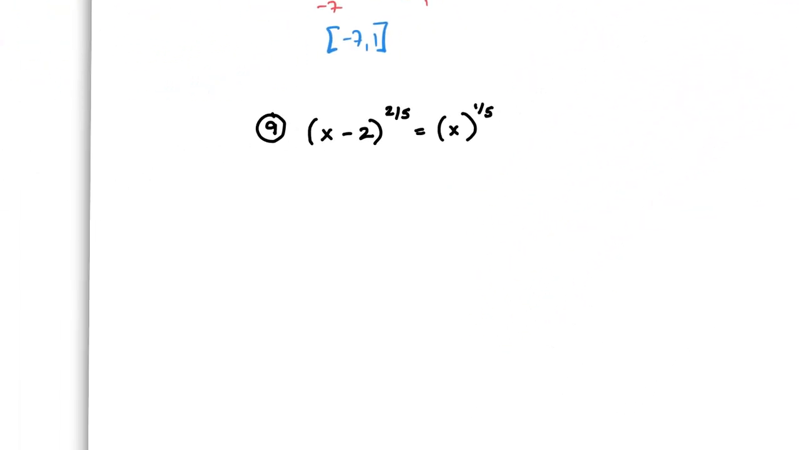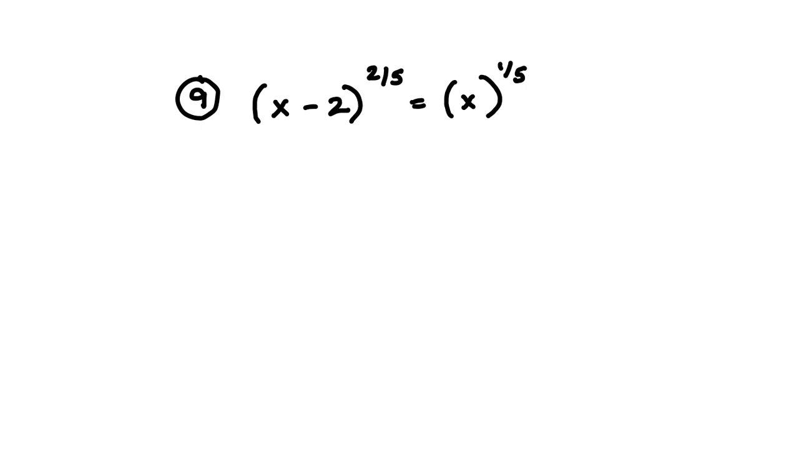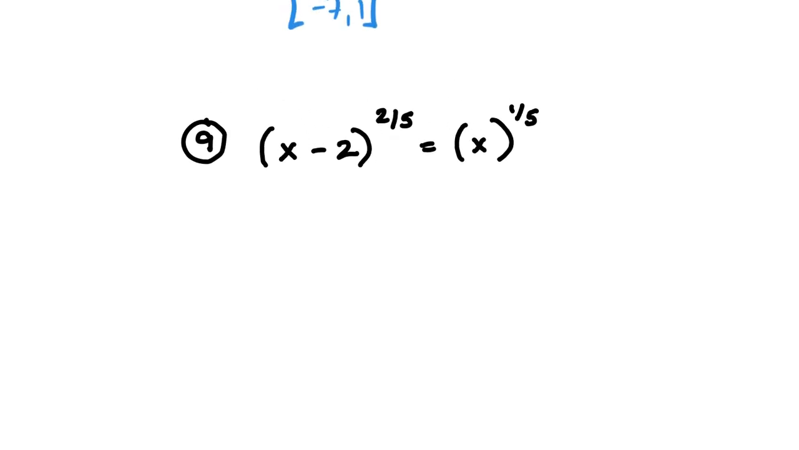Last two questions. We're going to come here and we're raising this to the 2/5 power, and the expression on the right is the 1/5 power. What I would do, since the denominators are the same and the numerators are not the same, so the reciprocal might complicate it, I'm just going to raise everything to the least common denominator of the denominators, right? So it would be 5, right?